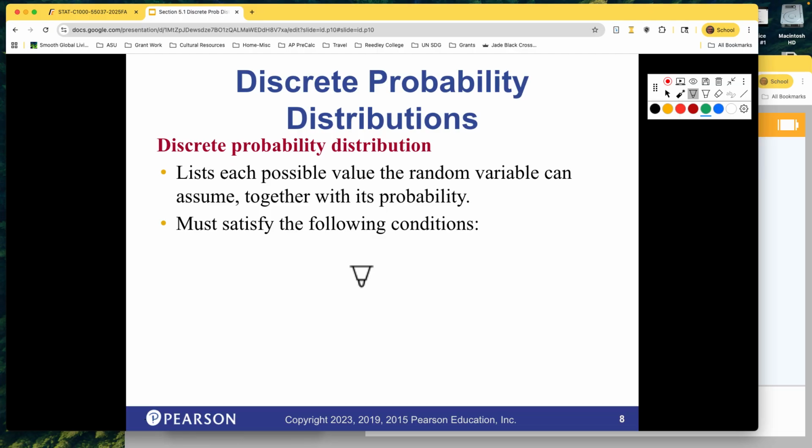But when we call it a discrete probability distribution, this is where we kind of make the crossover. We were looking just at data, but now we're looking at data as probabilities. There's a couple of conditions. Thinking about the probabilities that we just talked about, can you think of what are some conditions that probabilities must follow?